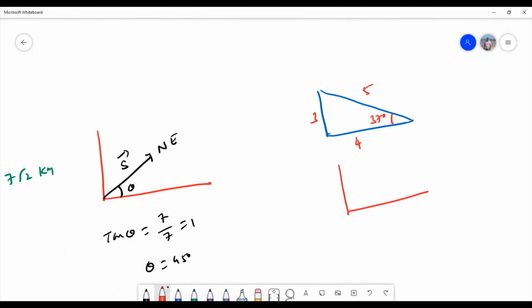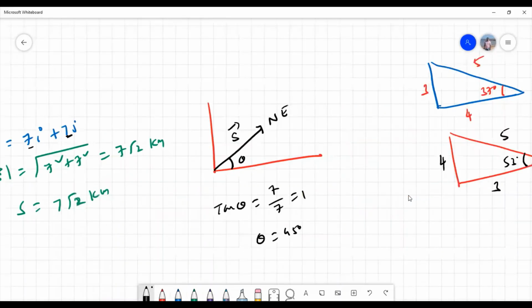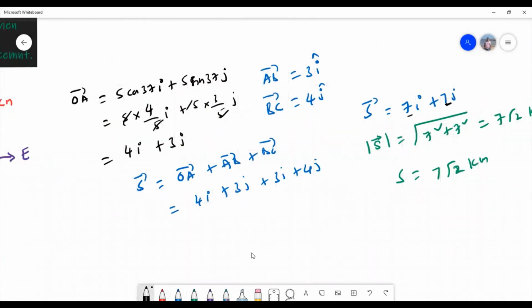And we all know that 37 and 53 are complementary angles. If I take this as 53 degrees, you simply reverse it. So this will be 4, this will be 3, again this is 5. So sin 37 is 3 by 5, cos 37 is 4 by 5. Just by remembering that, we can use them. So I hope you understood this problem.